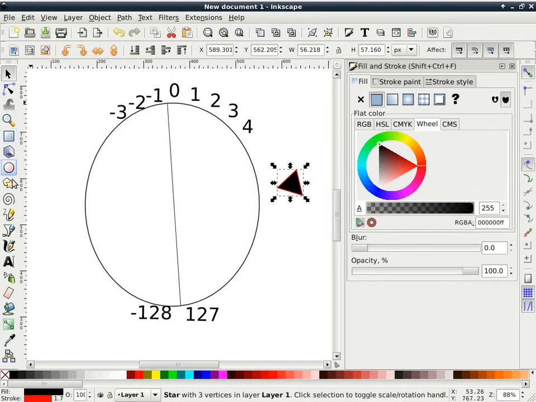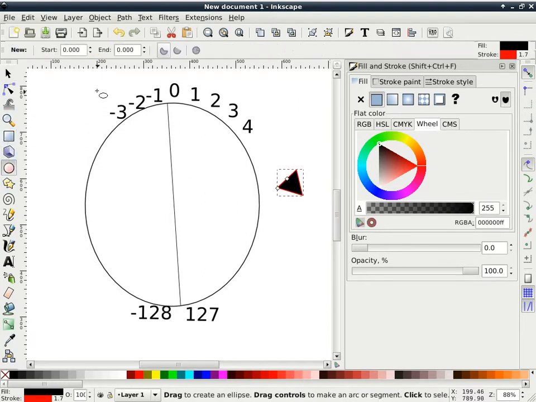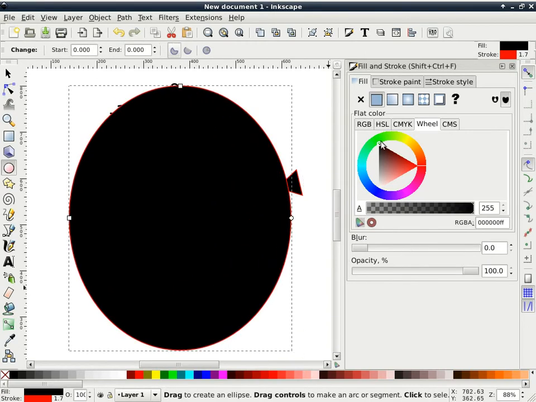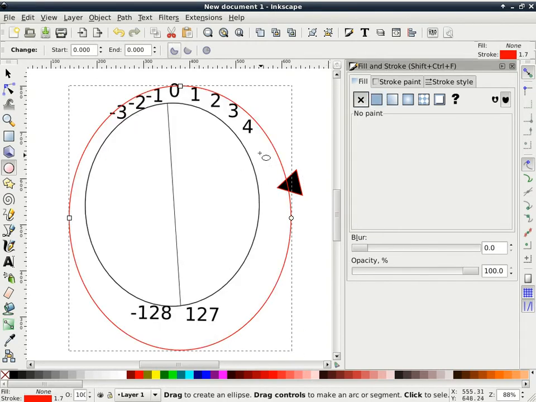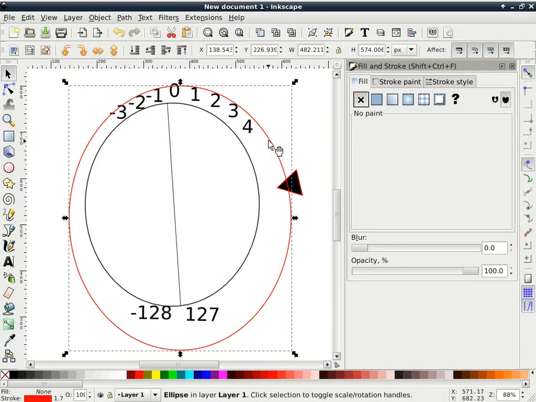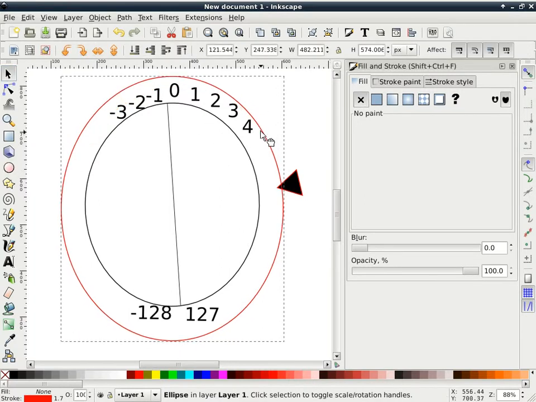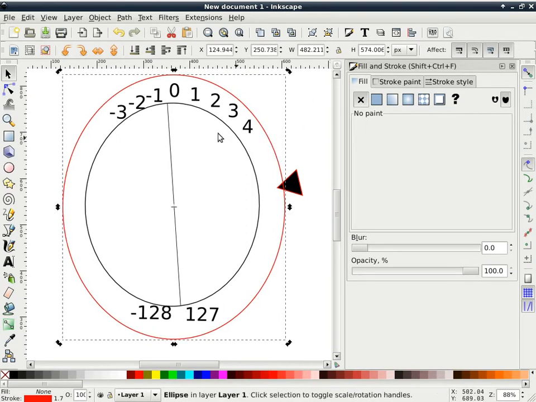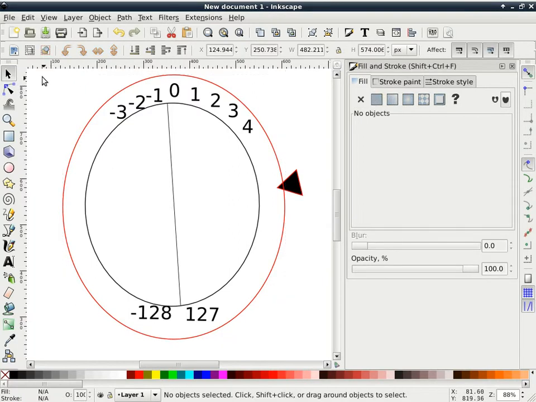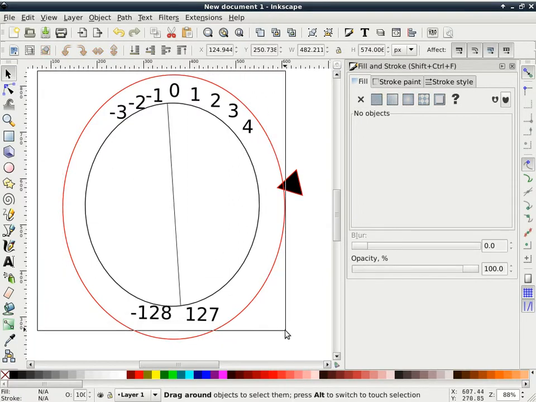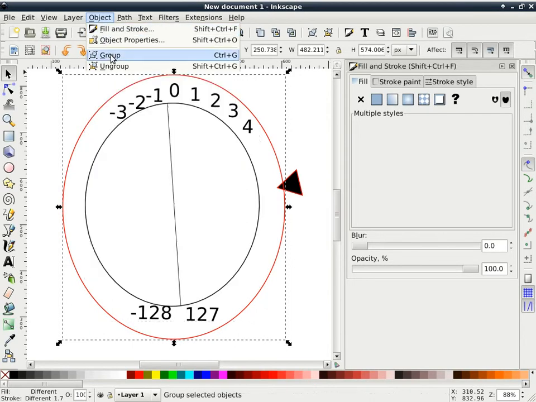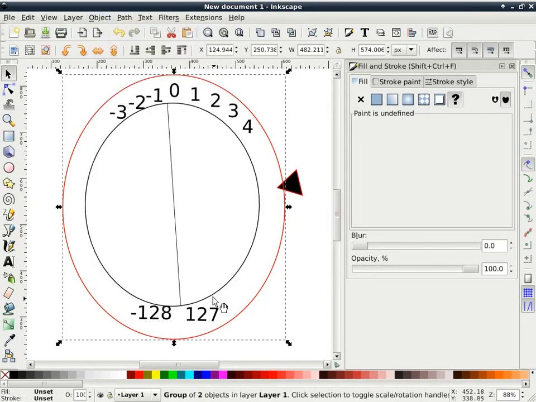Okay, this is what I do. Make a bigger circle. Make a circle that encompasses everything. It's still kind of a rectangle. No, I'll fix it. It only has to be approximate, right? It doesn't have to be exact. Object, group. I think this time it will work out okay.